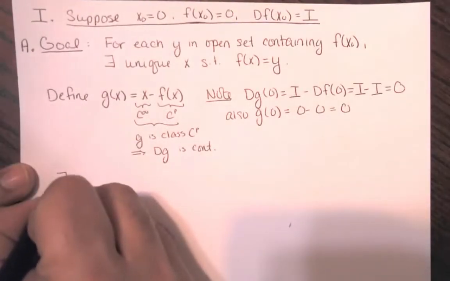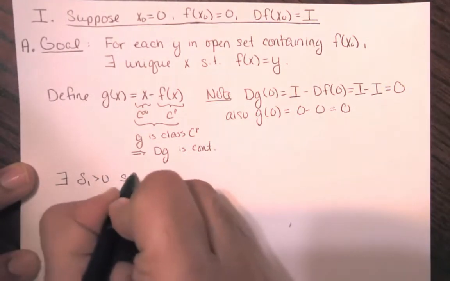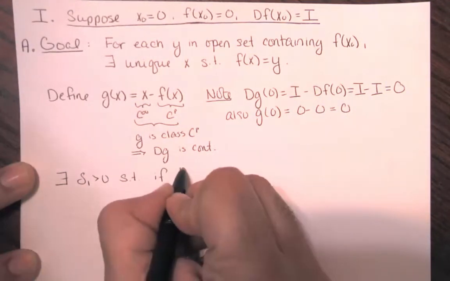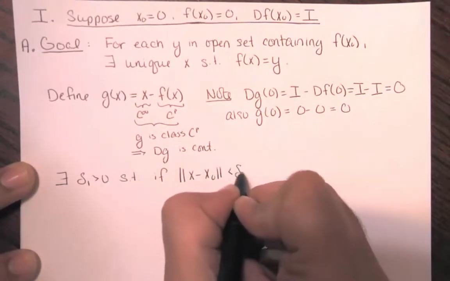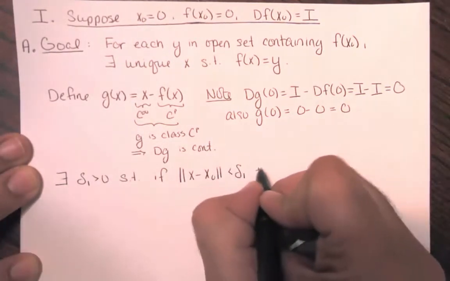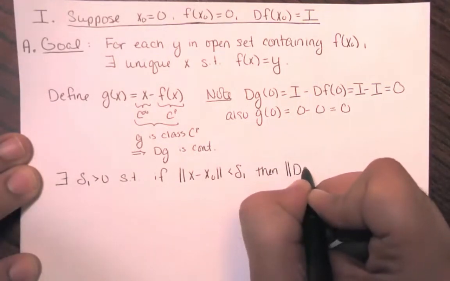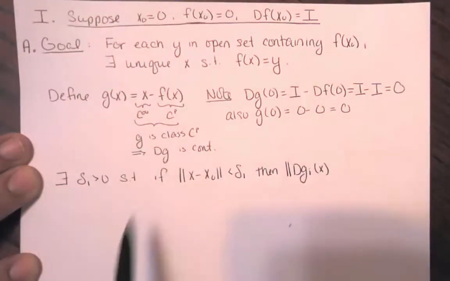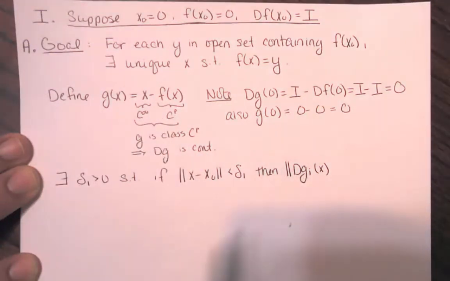Then there exists some delta 1 greater than 0 such that if the norm of x minus x naught is less than delta 1, then the derivative of the ith entry of g, now remember f has a domain in Rn, so f can be thought of as f1, f2 through fn, and similarly for g.